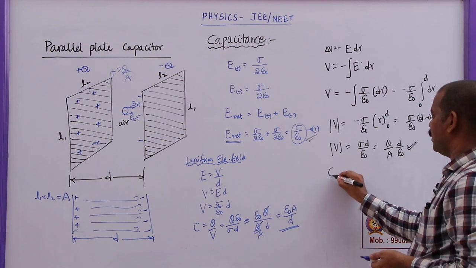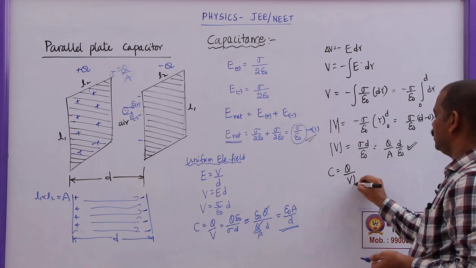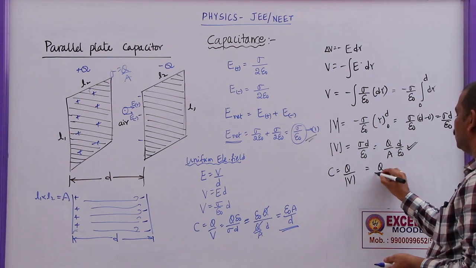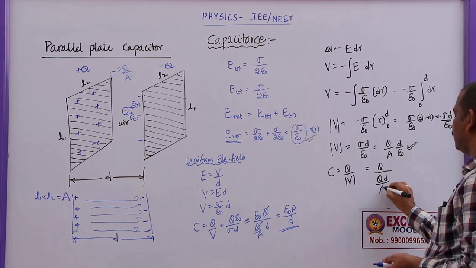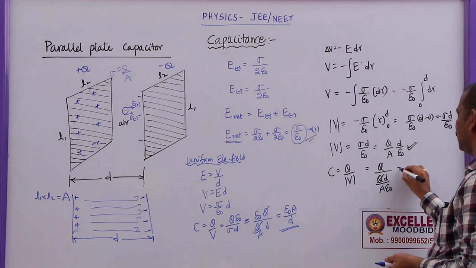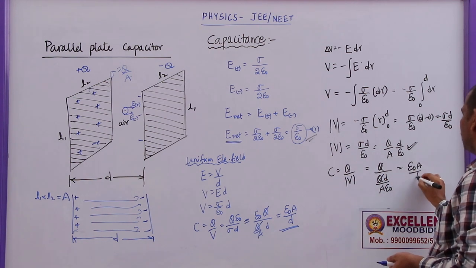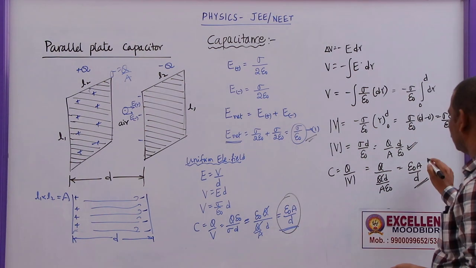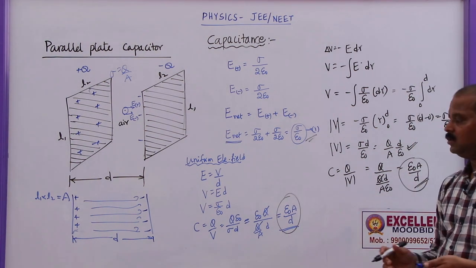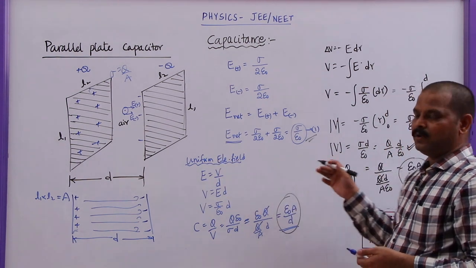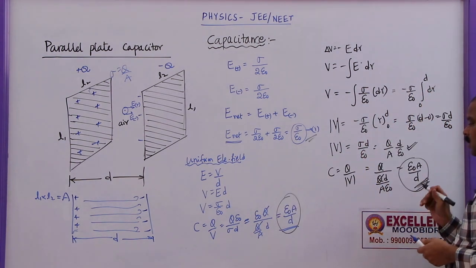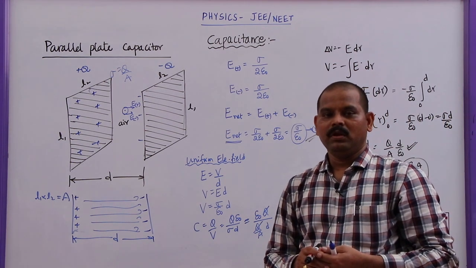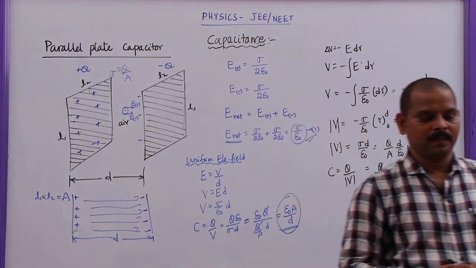Now, how to find the capacitance? C is q divided by the magnitude of the potential difference between the two plates. This can be q by q d by A epsilon naught; q gets cancelled. This is epsilon naught A by d. So, if you see this one as well as the previous one, both are similar. Whether you consider this as a uniform electric field or non-uniform electric field, you are going to get the capacitance of a parallel plate capacitor as C is equal to epsilon naught A by d.